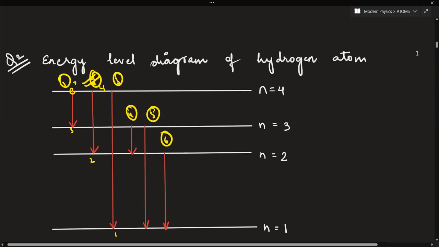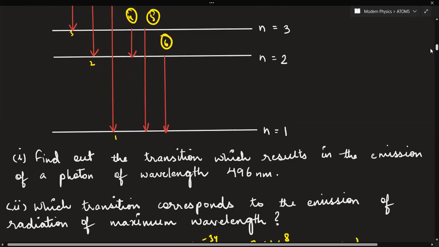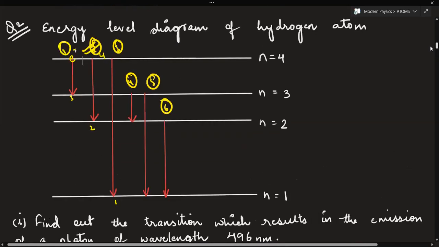Fine. Now, the second part is also there in this question. The second part says which transition corresponds to the emission of radiation of maximum wavelength. Now, see, if you look here, E is equal to hc by lambda, you know.